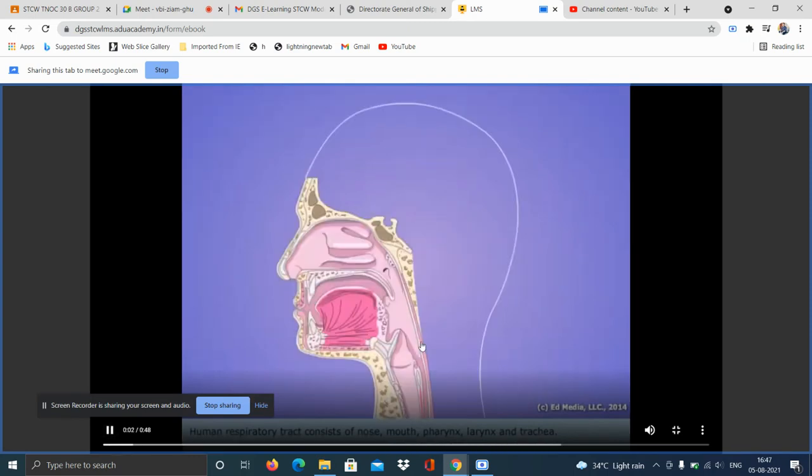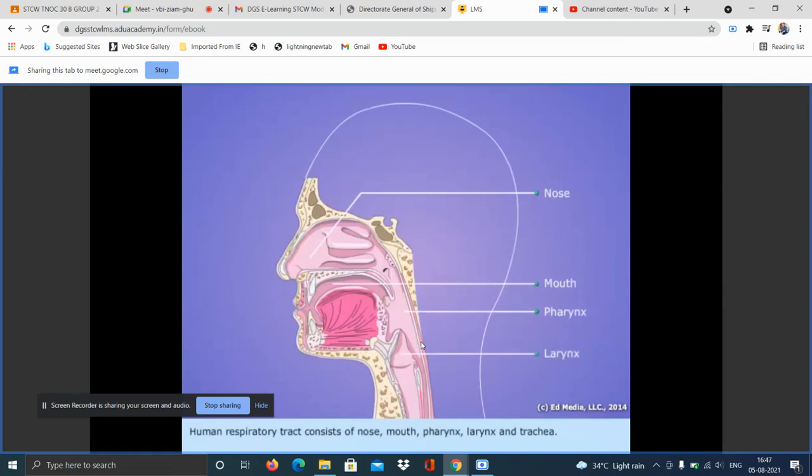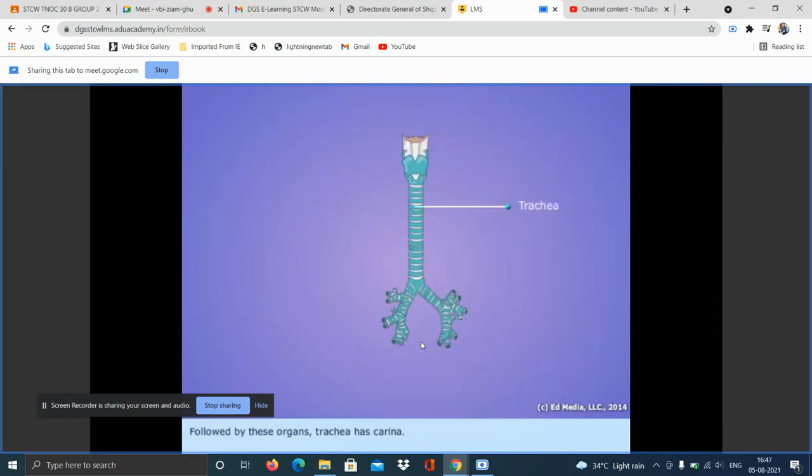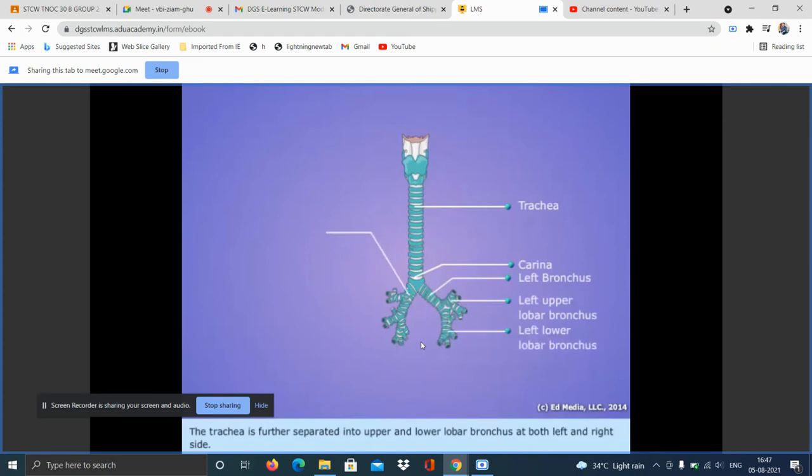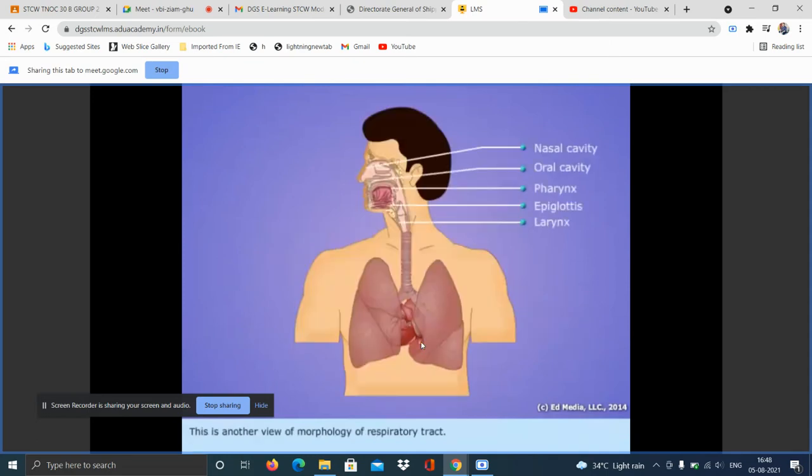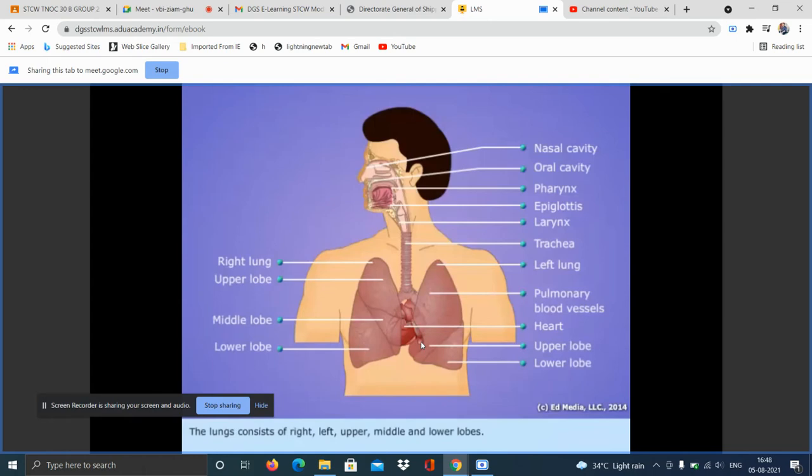Human respiratory tract consists of nose, mouth, pharynx, larynx, and trachea. Followed by these organs, trachea has carina. The trachea is further separated into upper and lower lobar bronchus at both left and right side. This is another view of morphology of respiratory tract. The trachea, left lung, pulmonary blood vessels, and heart are the visible parts. The lungs consist of right, left, upper, middle, and lower lobes.